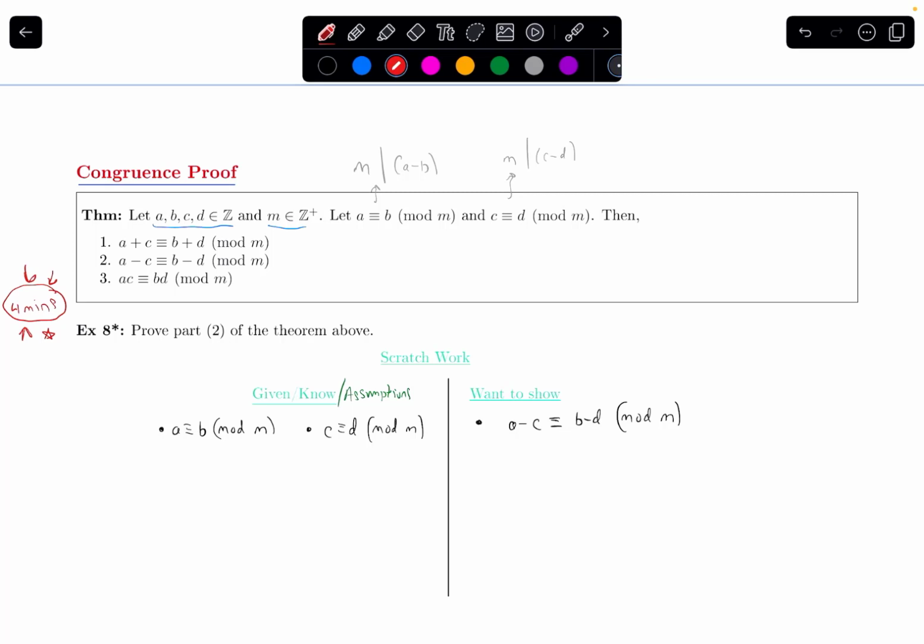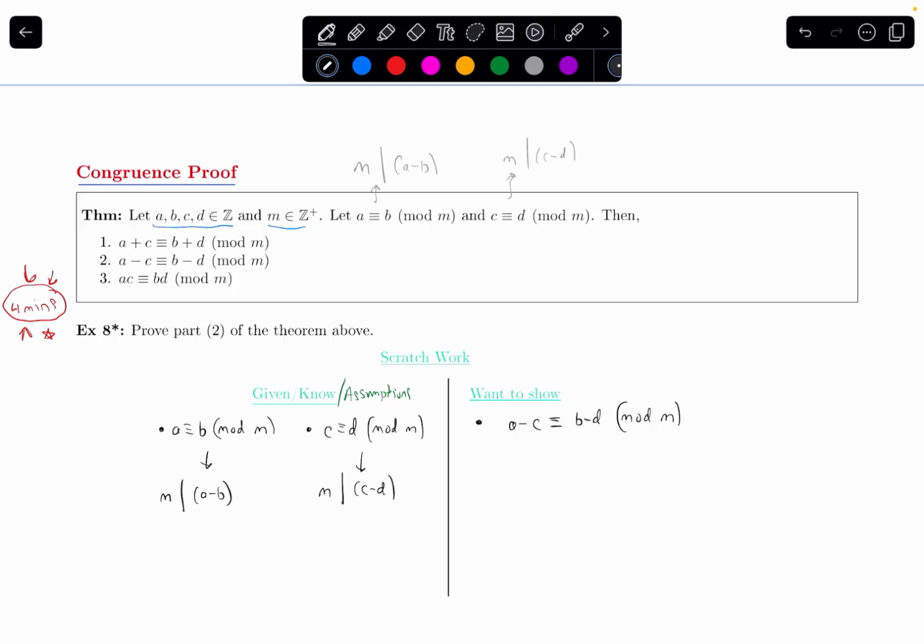All right, so hopefully you did that. Hopefully you paused it and tried it. Let's talk about it together now. So remember that a being congruent to b mod m, this is the definition. This means that m evenly divides a minus b. That's one of the things I know because this is saying that a and b have the same remainder when you divide them by m. This one similarly would be saying that m divides c minus d.